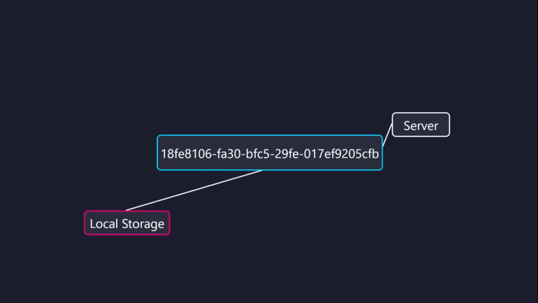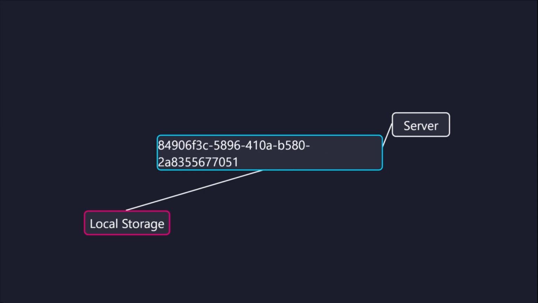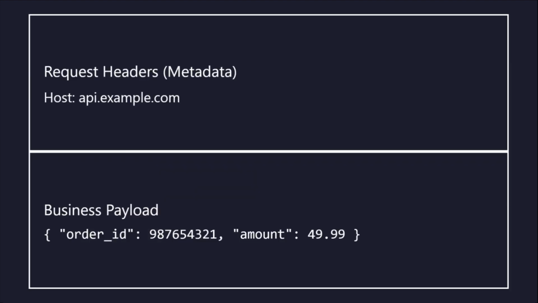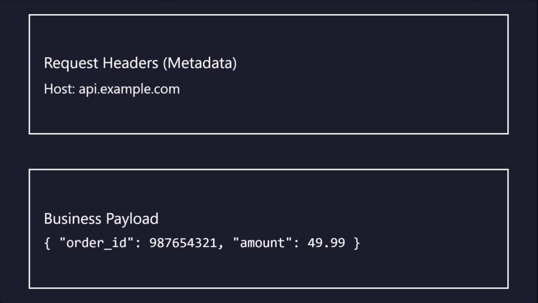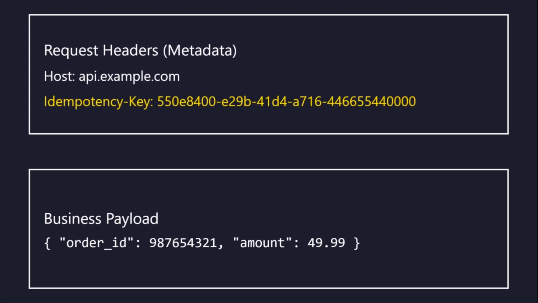Clients should generate a universally unique identifier, version 4, before making the call. This key must be persisted locally to ensure the same key is reused during retries. The key is typically transmitted in a custom HTTP header, such as Idempotency-Key. This keeps the business payload clean and separate from request metadata.